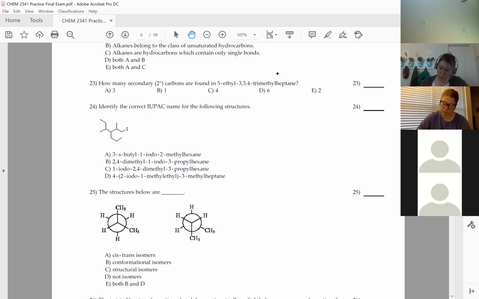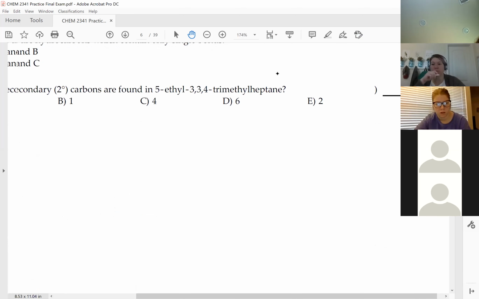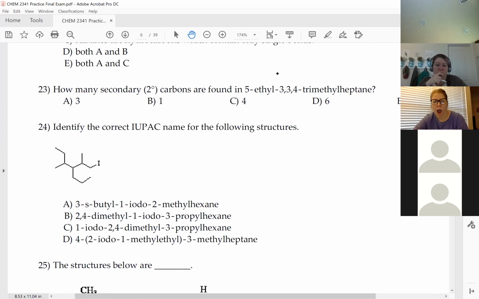Okay, number 24. Identify the correct IUPAC name for the following structures. When you're doing this type of problem, my best advice to you is to name the compound before you look at the options. Because once you start looking at the options, your mind starts thinking, oh, well, this one looks legit. That's the one I'm going to pick, right? Don't do it that way. Definitely start with the compound and come up with your own name. So we're ignoring these.